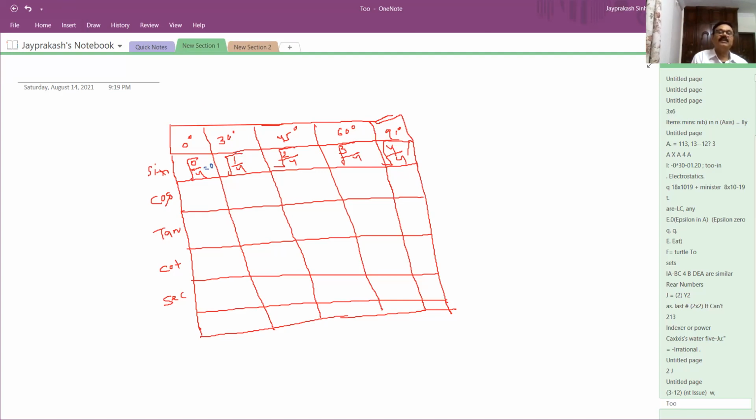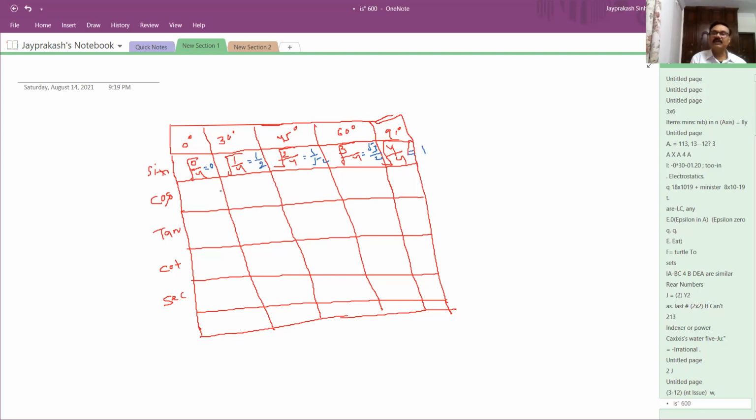This is root of 1 by 4. This will become 1 by 2. This is root of 2 by 4. This will become 1 by root 2. This is root 3 by 4. This will become root 3 by 2. And this is root of 4 by 4. This will become 1. So sine 0 degree is equal to 0. Sine 30 degree is equal to 1 by 2. Sine 45 degree is equal to 1 by root 2. Sine 60 degree is equal to root 3 by 2. And sine 90 degree is equal to 1.